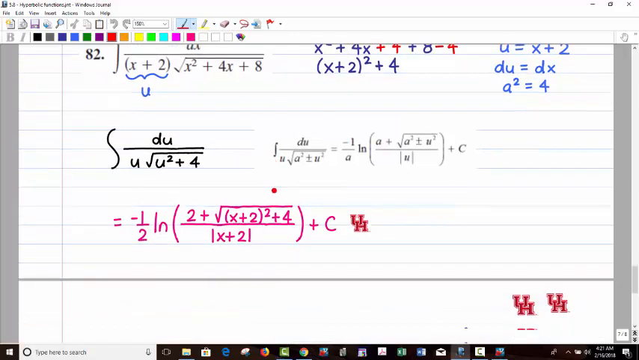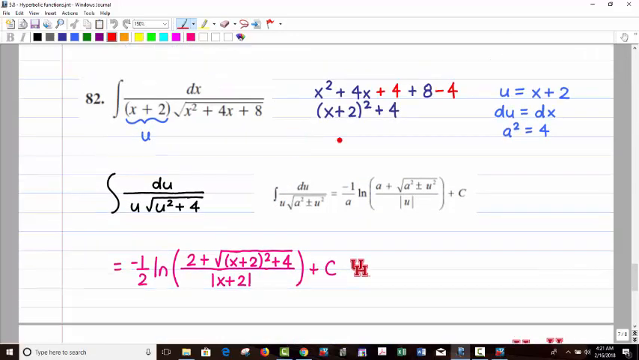But so here's the formula. So a is 2. We had no adjustments for du, so nothing else comes out here. So it's negative 1 over 2, negative 1/2, natural log, and there we go, a plus. I left it like this under the radical. Obviously, x squared plus 4x plus 8 would have been accurate right there. And then over the absolute value of x plus 2, then plus c.